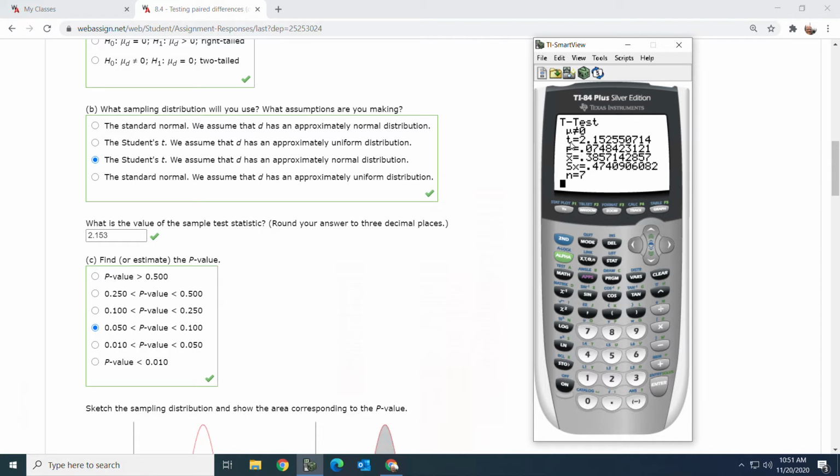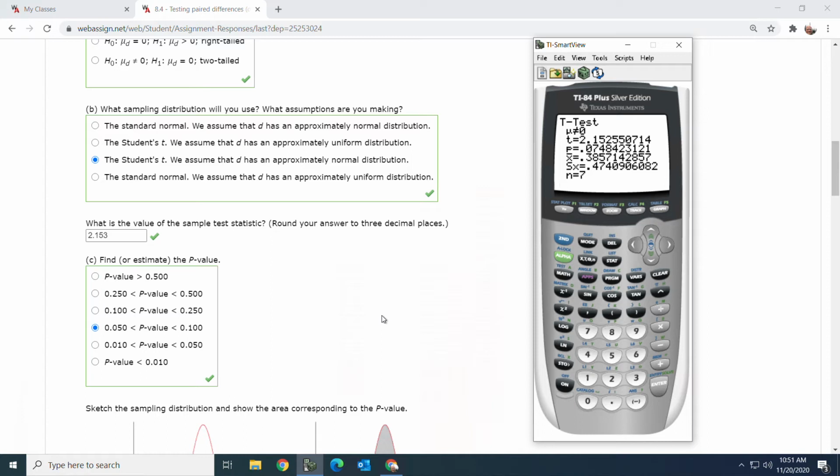Okay, so our T statistic rounded to 3 decimal places is 2.153. Our p-value, which is the probability of making a type 1 error, is 0.07. That fits between 0.05 and 0.10. So that's the correct range for your p-value.